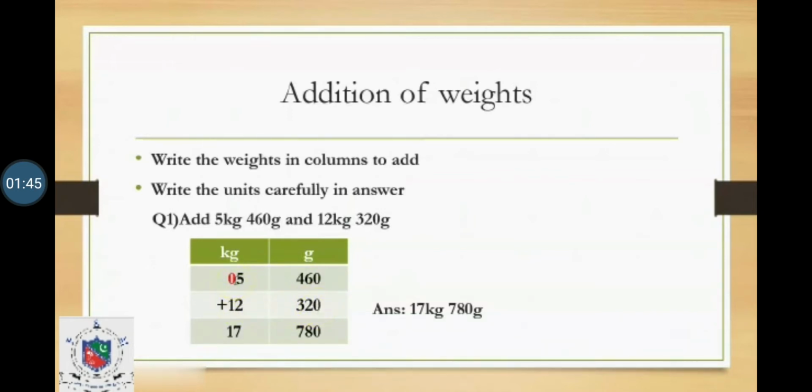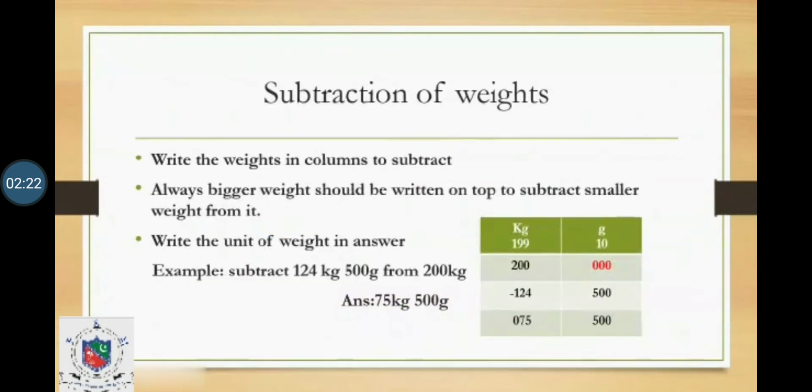As 5 is only a ones number, to add the tens place here, we added 0. After that, we have to add the grams into grams and kilograms into kilograms. When we add the grams, we are getting 780 grams. And after adding the kilograms, we are getting 17 kilograms. So, after adding these two numbers, the answer is 17 kilogram and 780 gram.